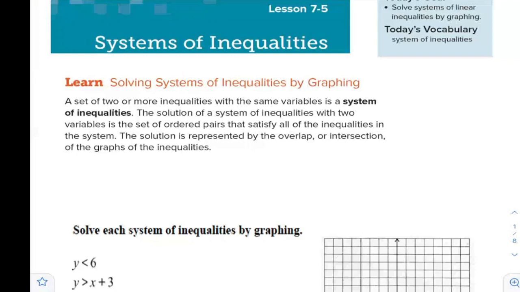How can we solve systems of inequalities by graphing? A set of two or more inequalities with the same variables is a system of inequalities.